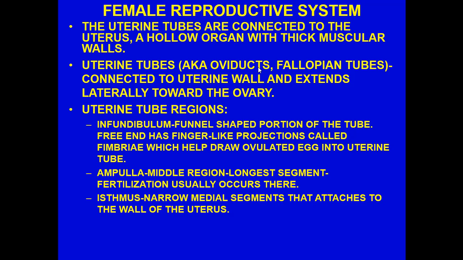The uterine tube regions, you've got to go through the names of them, okay? First off, the furthest one out, if you want to say distal, from the uterus, is the infundibulum. That's the funnel-shaped portion of the tube. The free end has these finger-like projections called fimbriae, and they help draw the ovulated egg into the uterine tube. The middle region is called the ampulla. It's kind of the longest segment. Usually this is where fertilization is going to occur. The sperm will meet the oocyte coming down through the tube. The isthmus is kind of a narrow medial segment that basically attaches to the walls of the uterus.